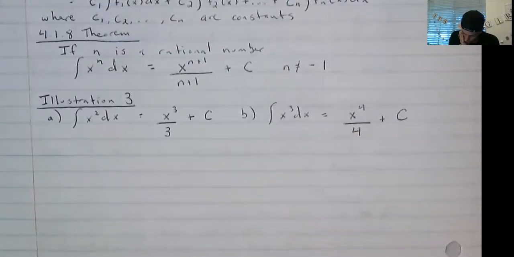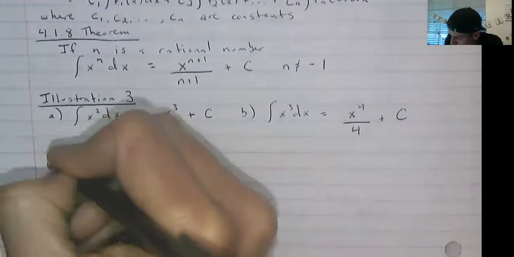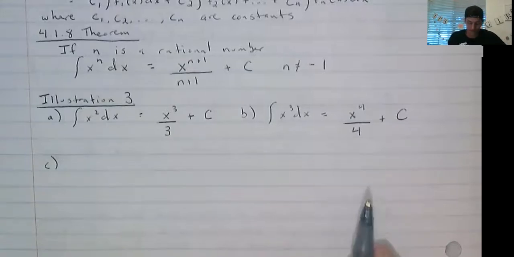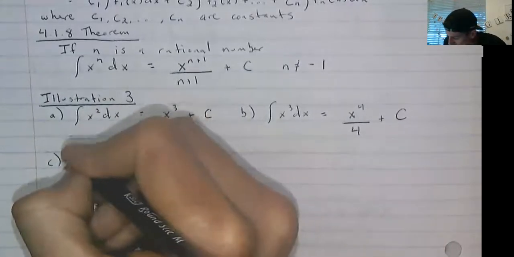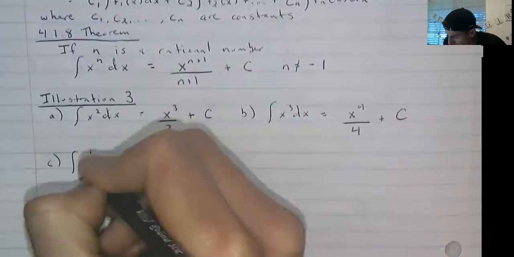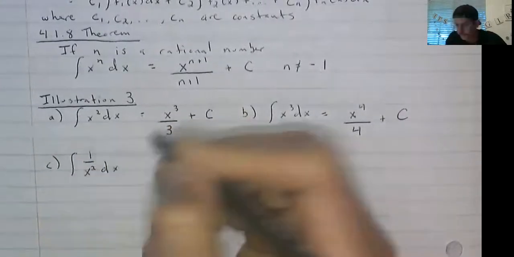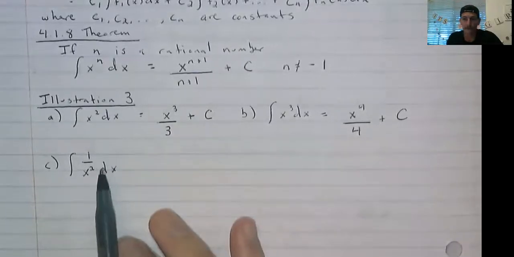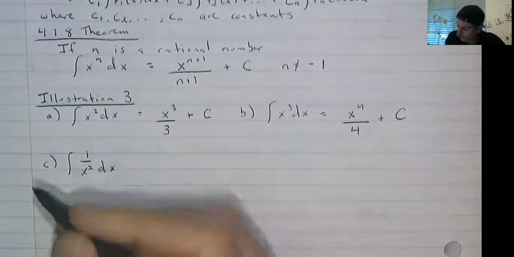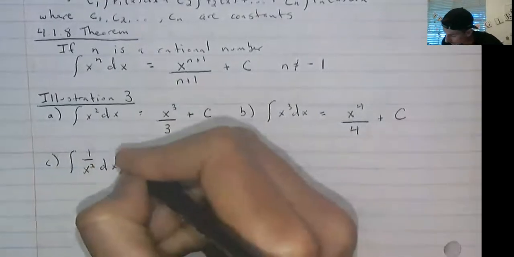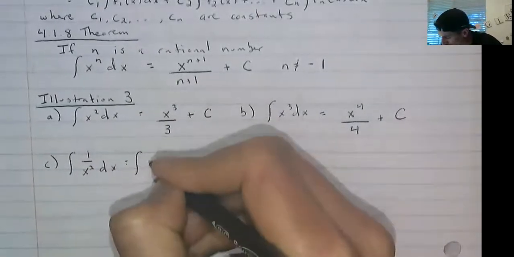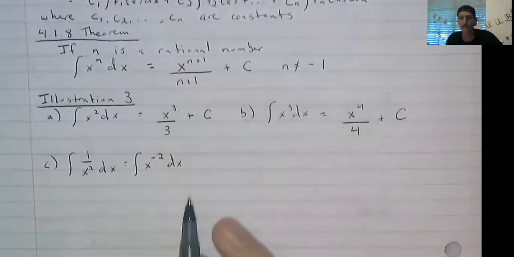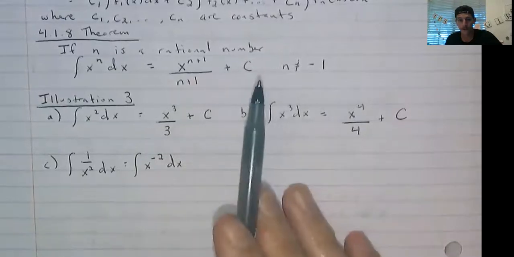Okay. Now this works for not just whole number exponents, but any rational exponent. So if we wanted to find the antiderivative of 1 over x squared, we can turn this into a power function. Right now it's rational, which we don't really know how to deal with. But if we treat this instead as the antiderivative of x to the negative second power, now we're in business. Now we're just following the same process.